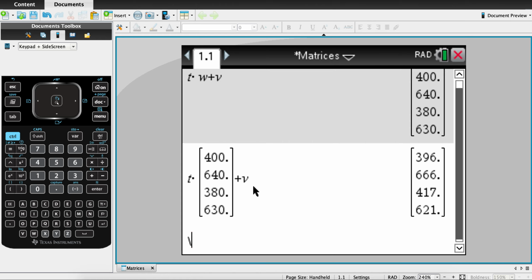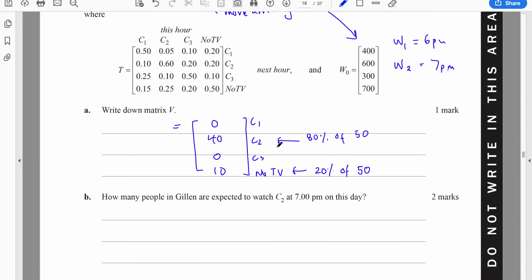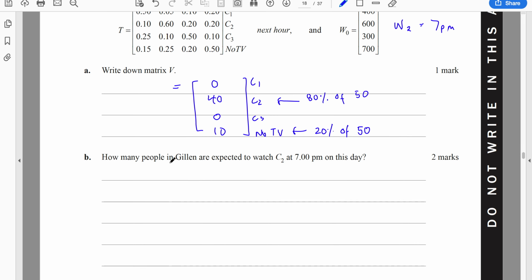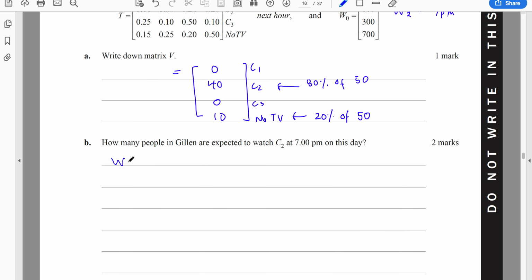Okay, so if I do W2 now, we're then going to establish what is our actual answer to this question, because it didn't ask for W2, it asked for C2. So W1 is T by W0 plus V. I did that in the calculator. That gave me 400, 640, 380, and 630. Now notice this is worth 2 marks, so making sure I demonstrate all of my workings here.